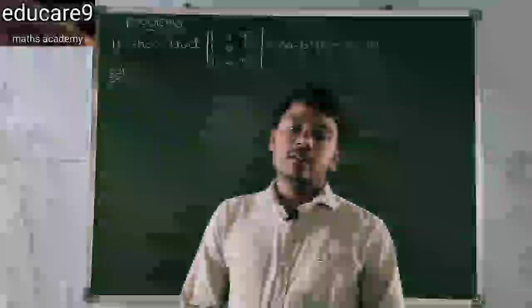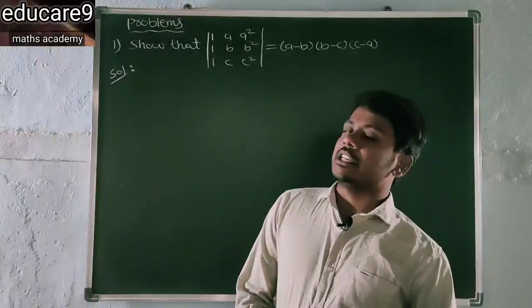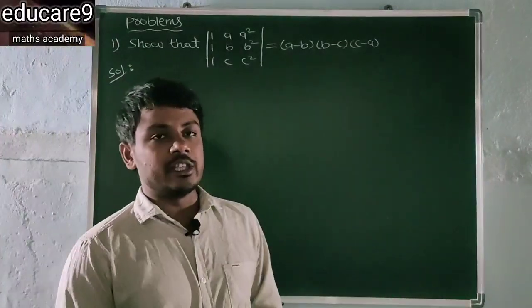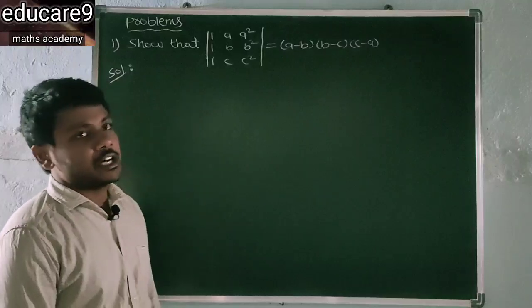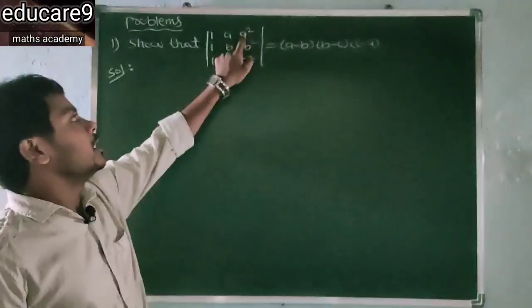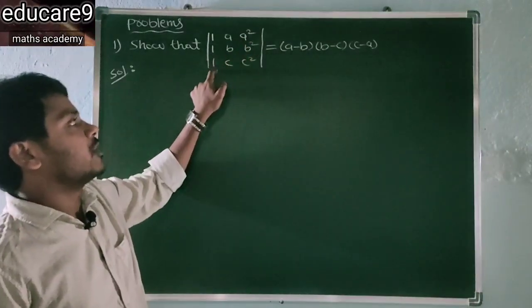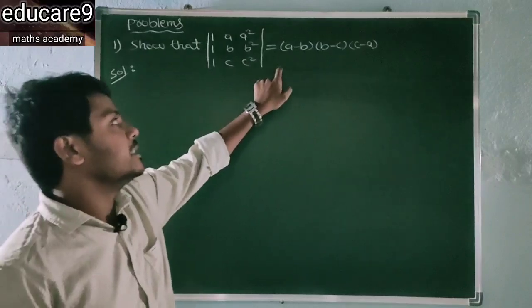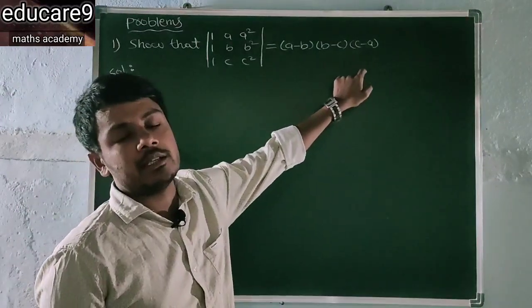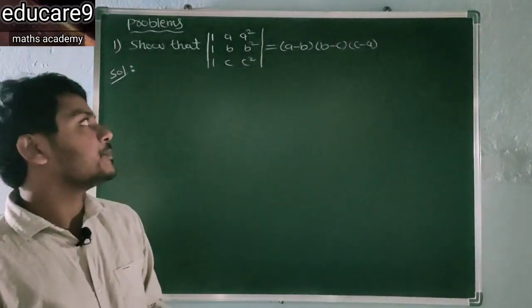Hello everyone. So for this session we will discuss a few problems. See the first problem. Show that the determinant of rows (1, a, a square), (1, b, b square), (1, c, c square) equals (a minus b)(b minus c)(c minus a).